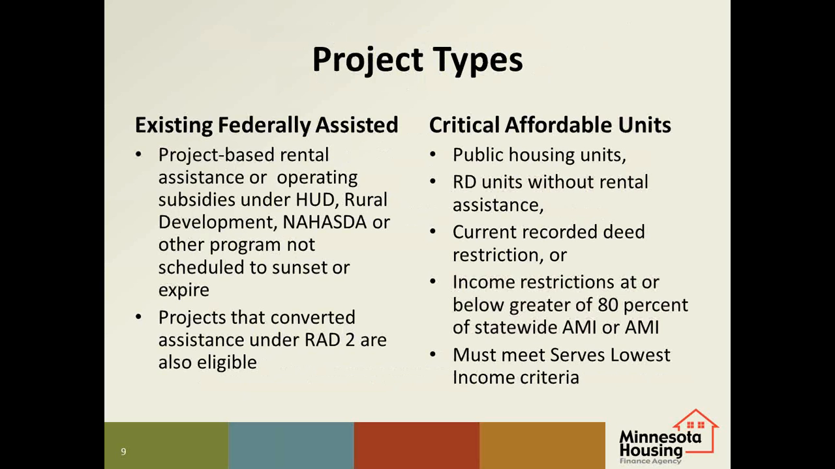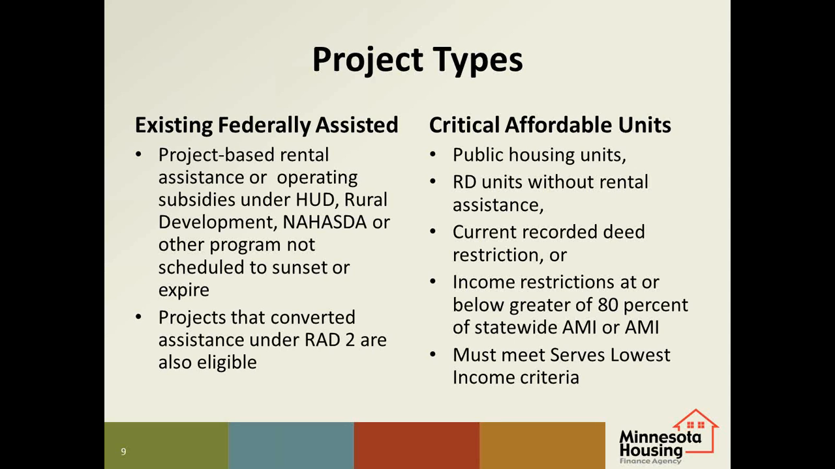Preservation has two project type categories, and the points awarded are based upon the project type. The first is existing federally assisted, and is defined as any project receiving project-based rental assistance or operating subsidies under HUD, Rural Development, NAHASDA, or other program. The program must not be scheduled to sunset or expire. Properties that have converted their type of federal assistance through the Rental Assistance Demonstration Program Component 2, also known as RAD 2, are eligible. Please note that for the 2017 RFP, units covered by a rural development mortgage, but which do not have rental assistance, are no longer counted as federally assisted units.